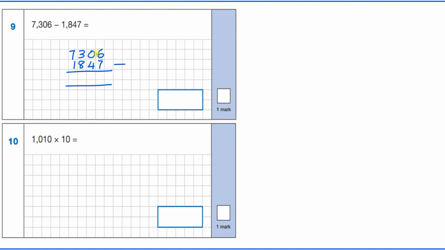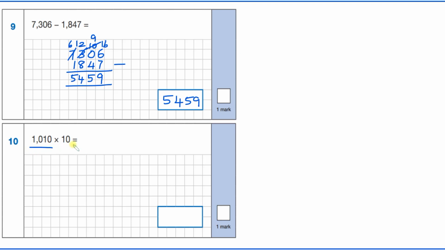Go to the next number, that is 3. So cross the 3 and mark it as a 2, and it gives 1, so that becomes 10. Cross the 10, it becomes 9, and this gives 1 to the next number, which becomes 16. 16 take away 7 is 9, 9 take away 4 is 5, and 2 cannot take away 8. So the 7 becomes 6 and gives a 1, that becomes 12. 12 take away 8 is 4, 6 take away 1 is 5. 5459 is the correct answer.